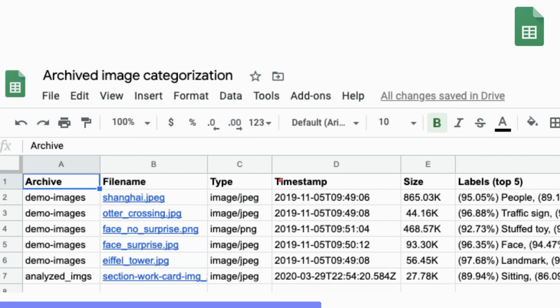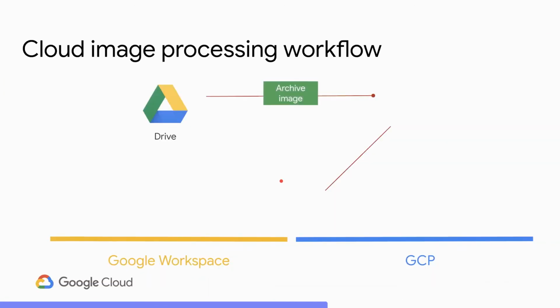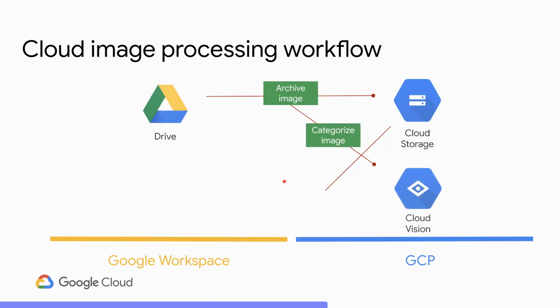So anyway, that's the application, and it works something like the following. From Google Drive, I want to back up this image to Cloud Storage. And in the meantime, I also want Cloud Vision to analyze it. And then I want to record the locations as well as the output from Cloud Vision into a spreadsheet. So that's basically how this application works.